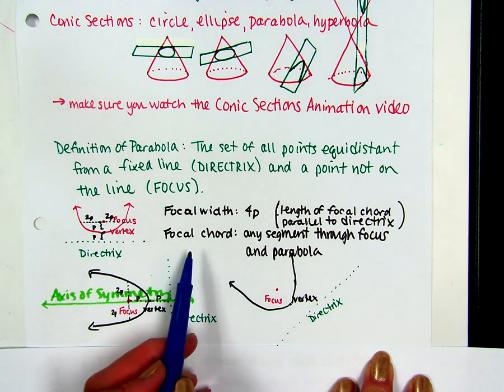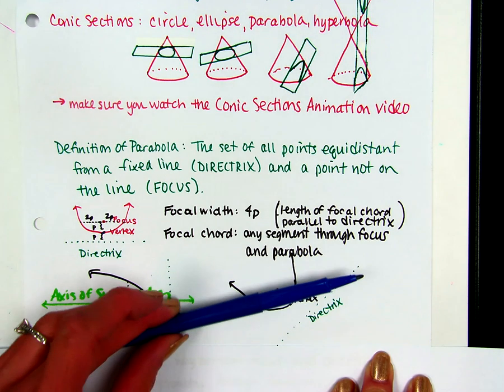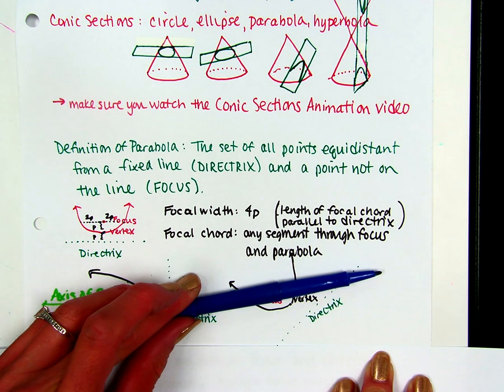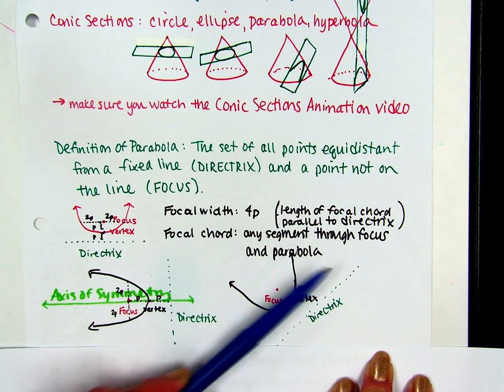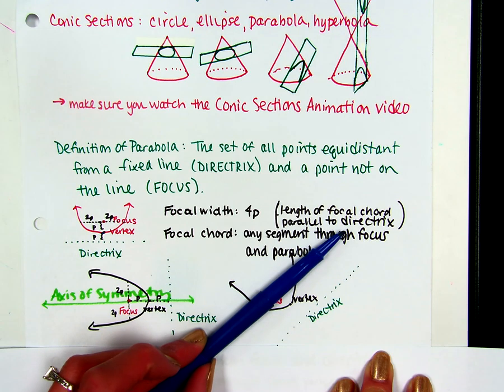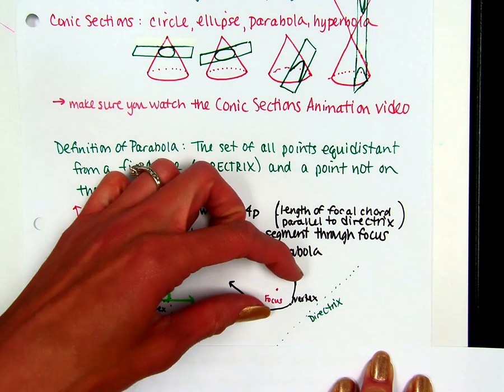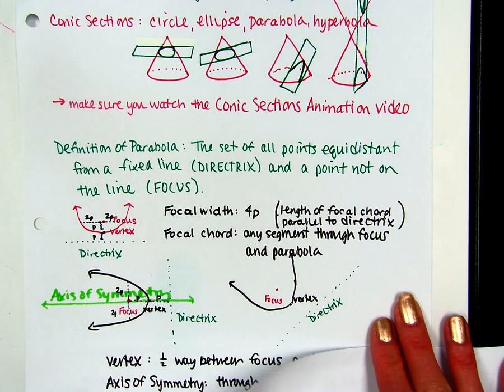All right, a focal chord is any chord that goes through the focus. So I could create a focal chord like this, but if it's not parallel to the directrix, then that's not the focal width. So there's an infinite number of focal chords. There's only one that would be the focal width, this length. Another thing you should be familiar with from Algebra 2 is the axis of symmetry. We'll refer to that occasionally, but mostly we'll talk about the focus, vertex, and the directrix.